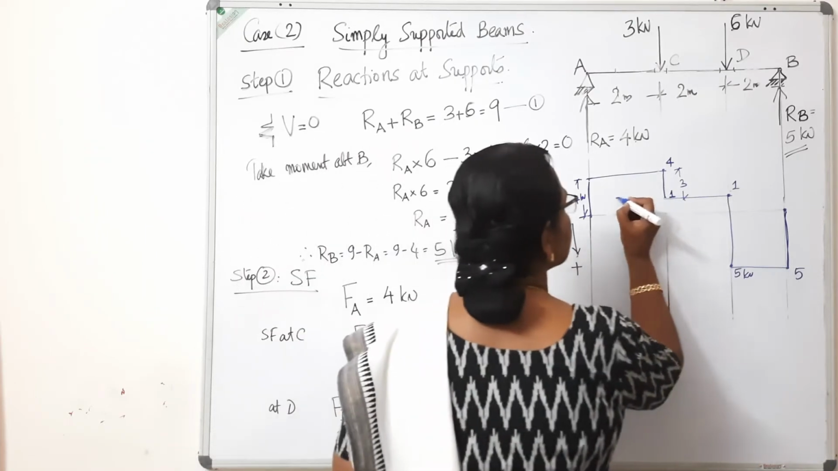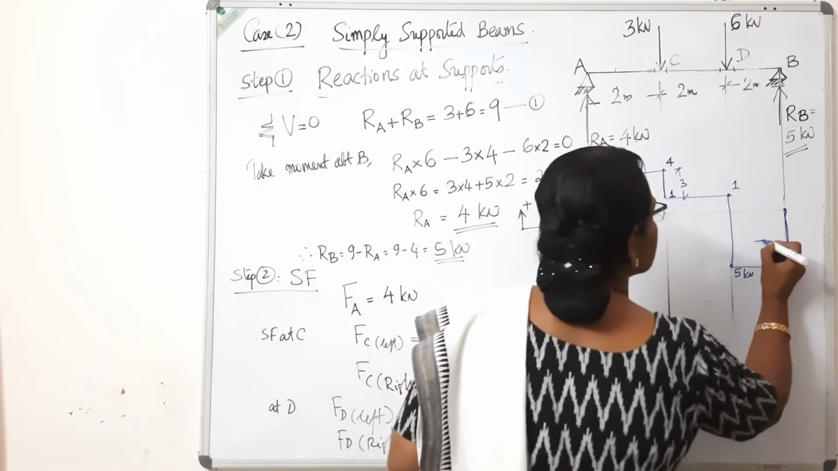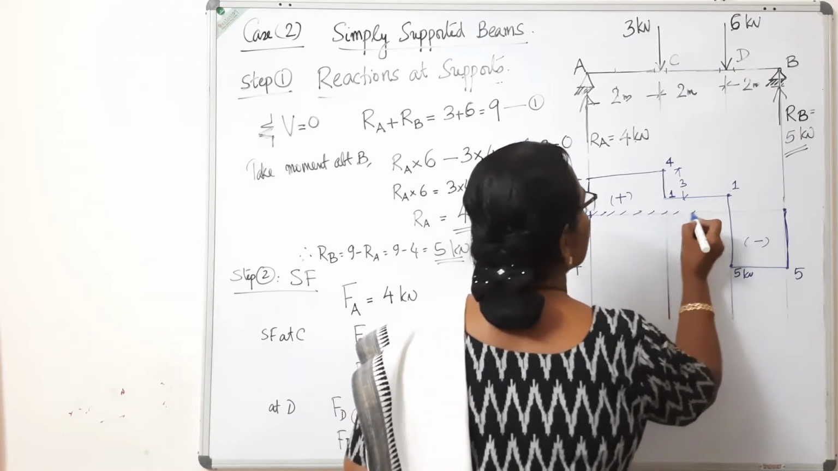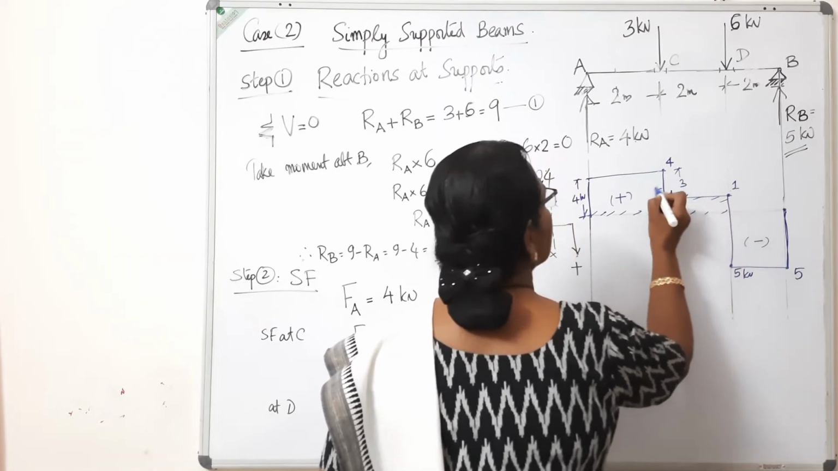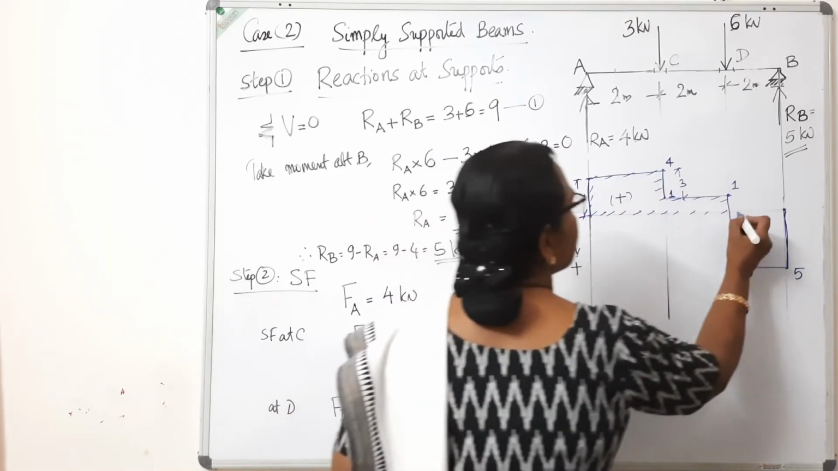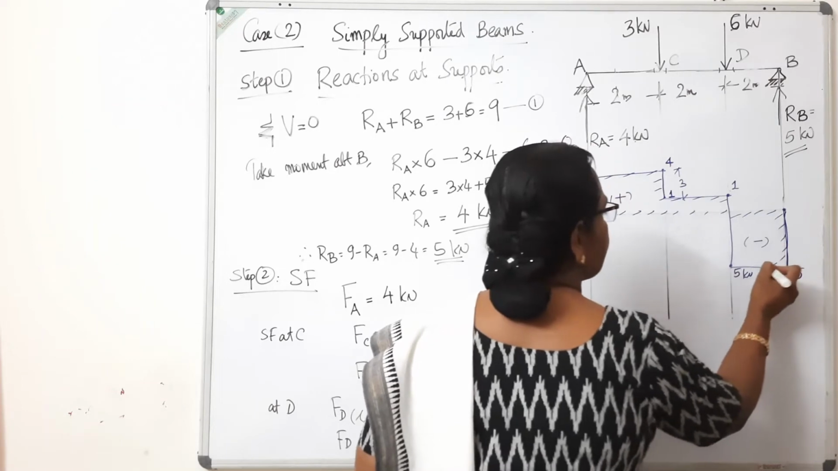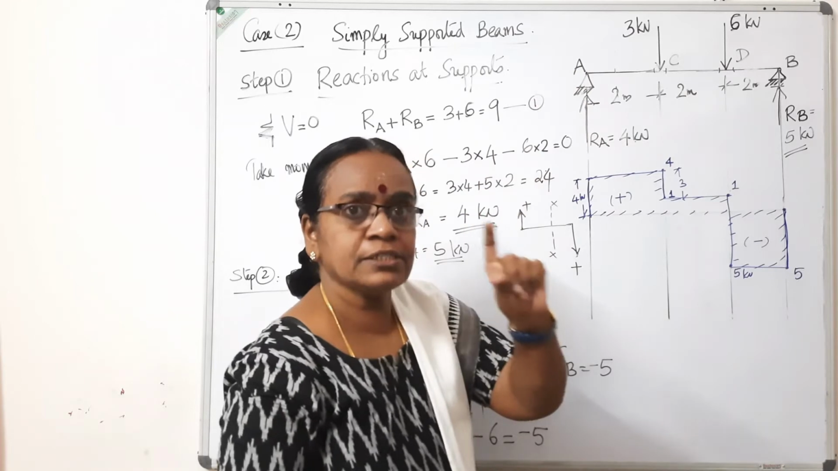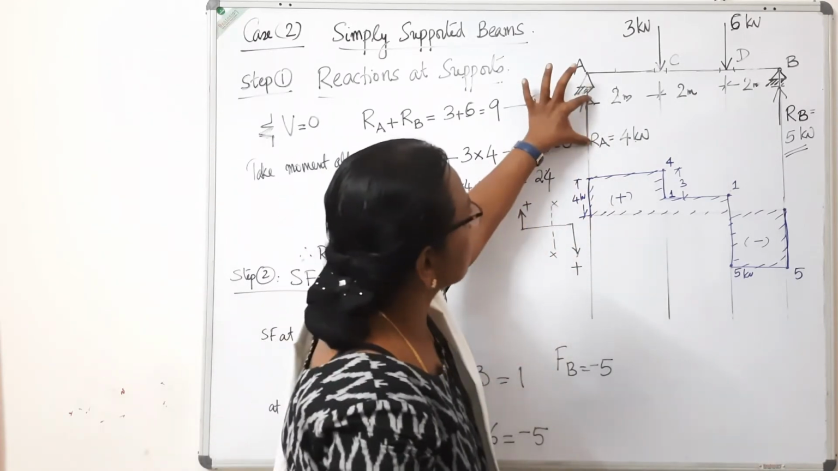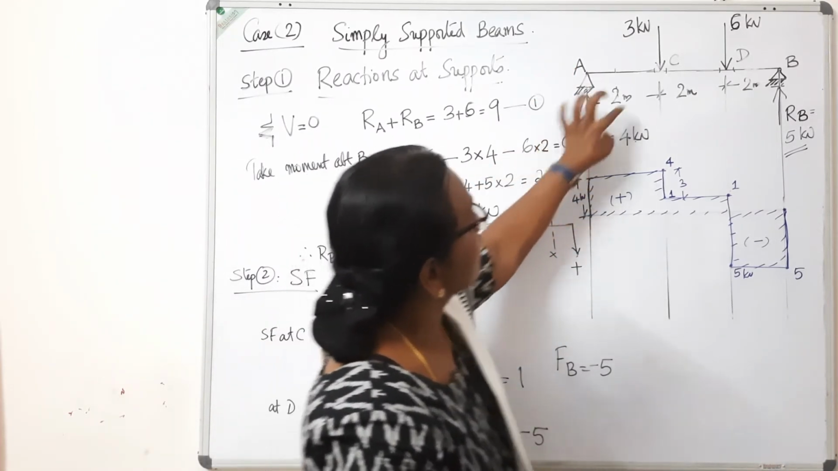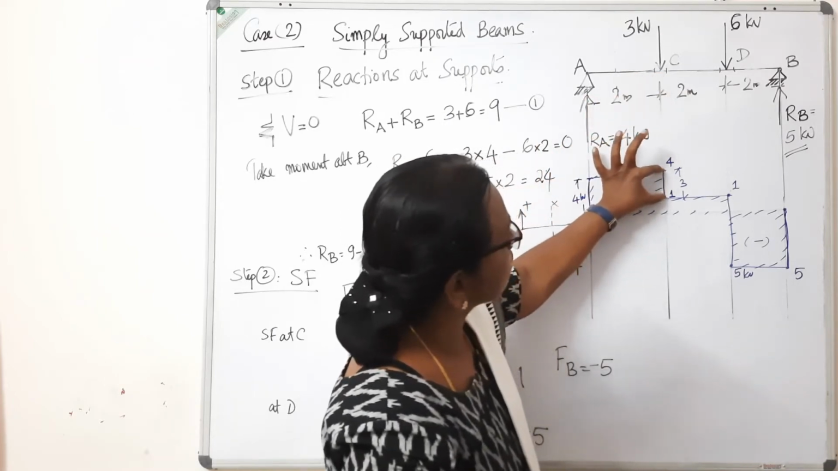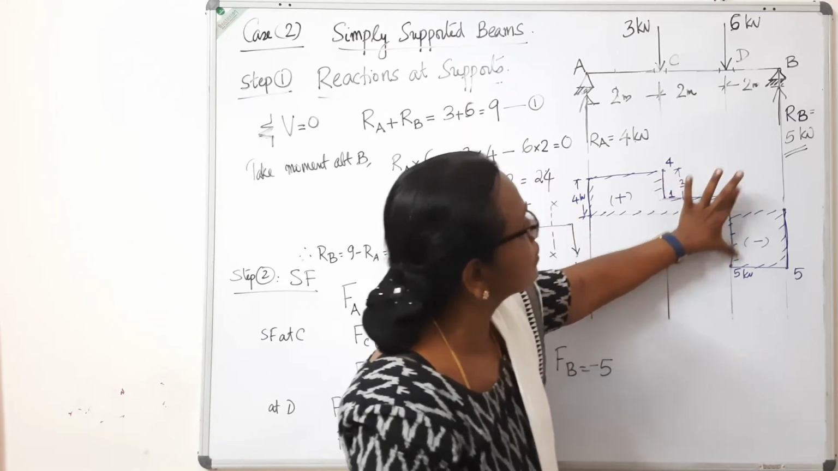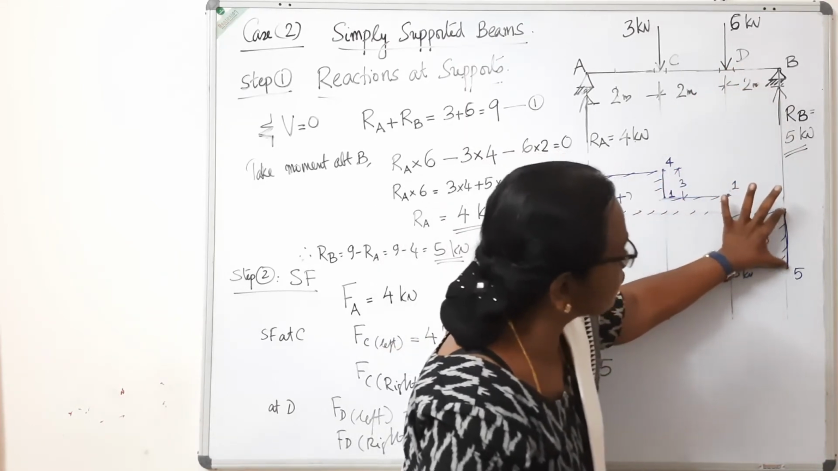The portion which is above the line, you mark as positive, and below the line, you mark as negative. Then you hatch the inside of the diagram. And we can see that wherever there is a vertical load, the net ordinate will be that. Here the reaction is 4, so there is 4. Here this vertical load 3, so this ordinate is 3. Here the load is 6, so this ordinate is 6. Here the reaction is 5, so this vertical ordinate is 5.